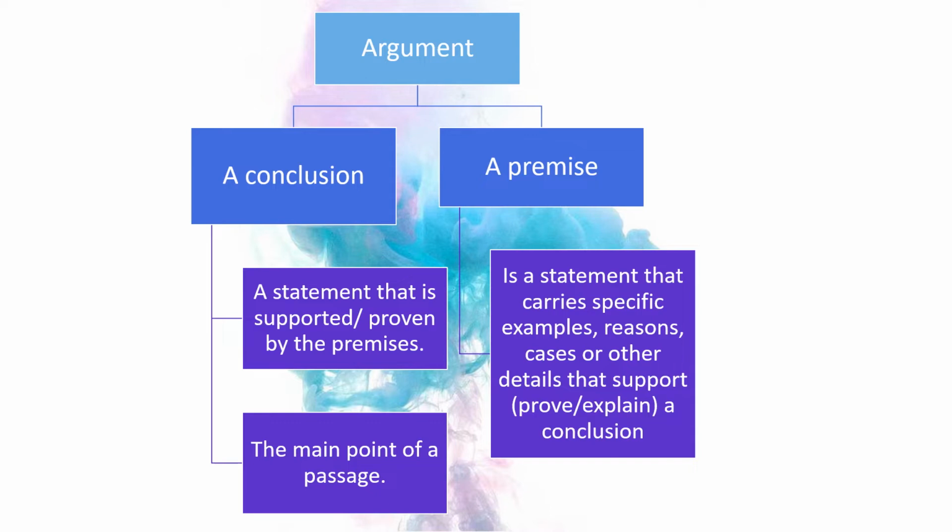Another part will be a premise. So a premise is a statement that carries specific examples, reasons, cases, or other details that support, prove, or explain a conclusion. So a conclusion is a clear statement, right, about what the author is trying to convey. Meanwhile, a premise should be the sentences that provide support and explanation for the conclusion.